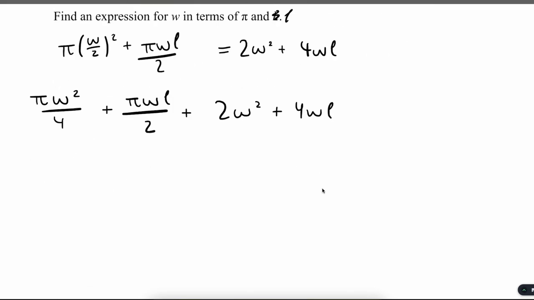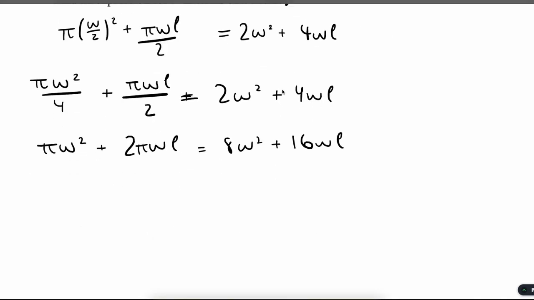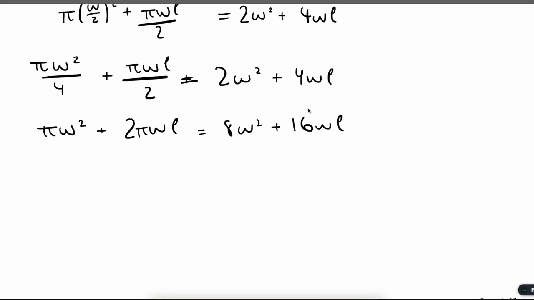So if we multiply it all by 4, we get pi w squared plus 2 pi wl equals 8w squared plus 16wl. Now what do we need to find? W in terms of pi and L. So we've got pi, W's and L. So this is the equation that we need to use. We just need to simplify it as much as we possibly can. So let's first factorize out pi and W, because that appears twice in this one. Actually, we need to find W in terms of pi and L, so it's probably best if we factorize out the W's.